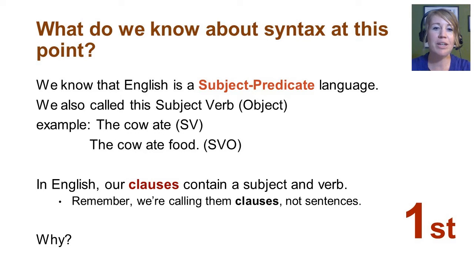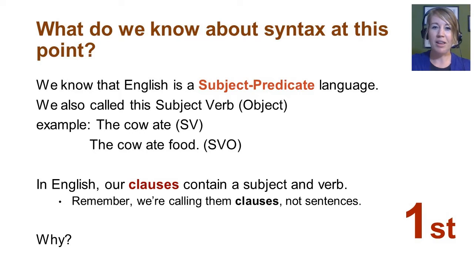So the first thing that we know is that English is a subject predicate language. We also call this subject verb object because not every sentence has an object, right? We have "the cow ate," which is subject verb, and we have "the cow ate food," which is subject verb object. The bottom line is these are both still subject predicate sentences. What they have in common is they have a subject and they have a verb. In English, our clauses contain a subject and a verb.